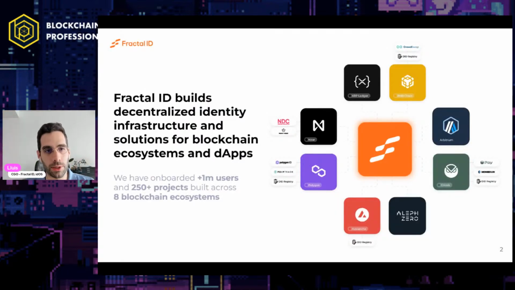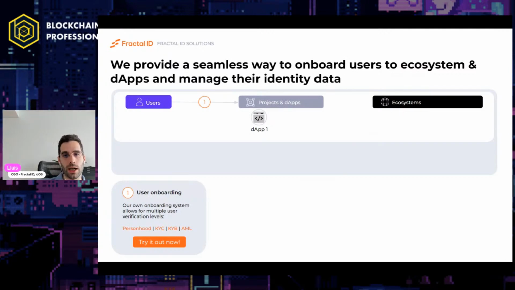So just a couple of things about Fractal ID. We have been around since 2017, so we have been in the Web3 space for a very long time. We built both decentralized identity infrastructure and solutions for blockchain ecosystems and dApps. What it means is that we have our own onboarding journey, which means we can onboard people into the internet to have a digital identity. And then we also have infrastructure that allows dApps and blockchains to offer a service where you can identify yourself, but with a certain degree of decentralization. In all these years, we have worked with more than 250 projects. We have verified more than 1 million users to this point, and we're working with some of the main blockchain ecosystems in the space.